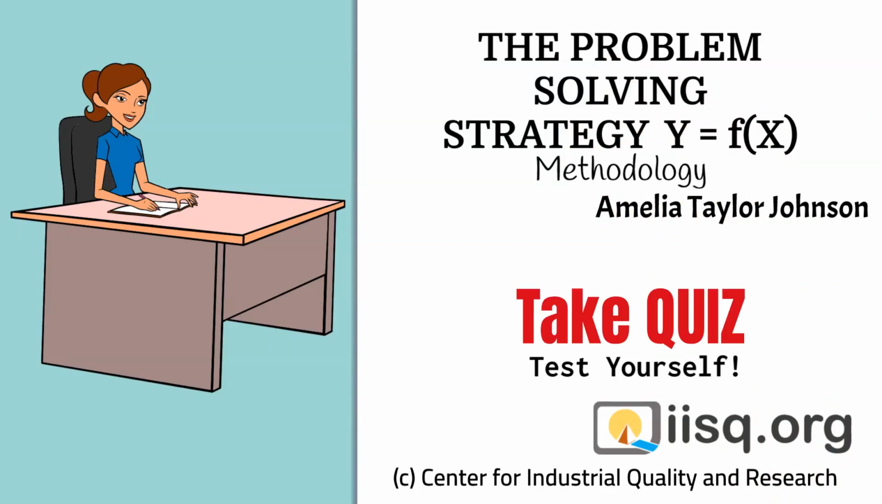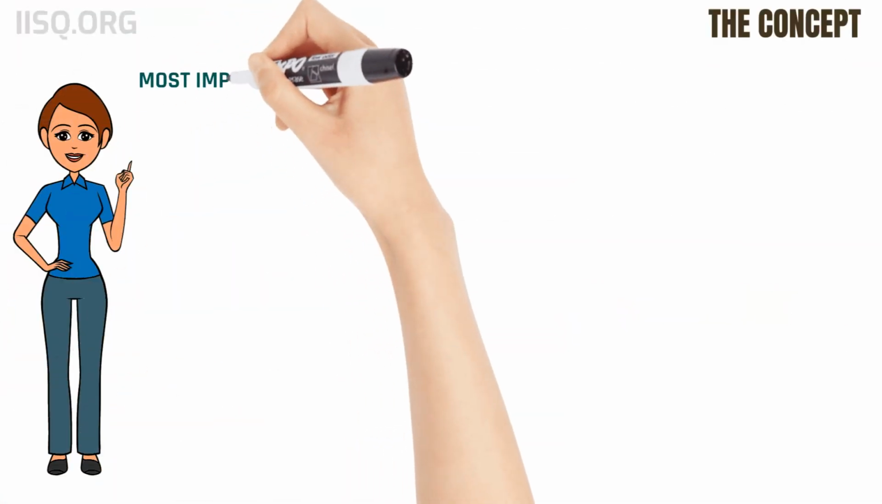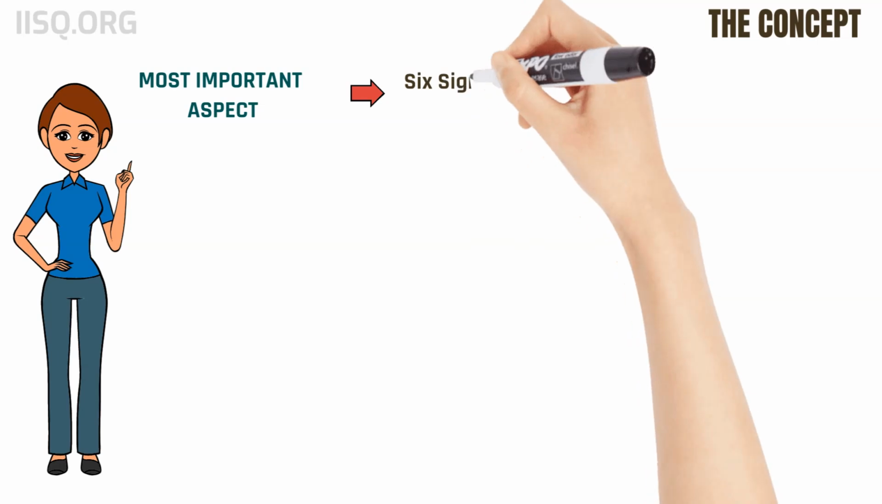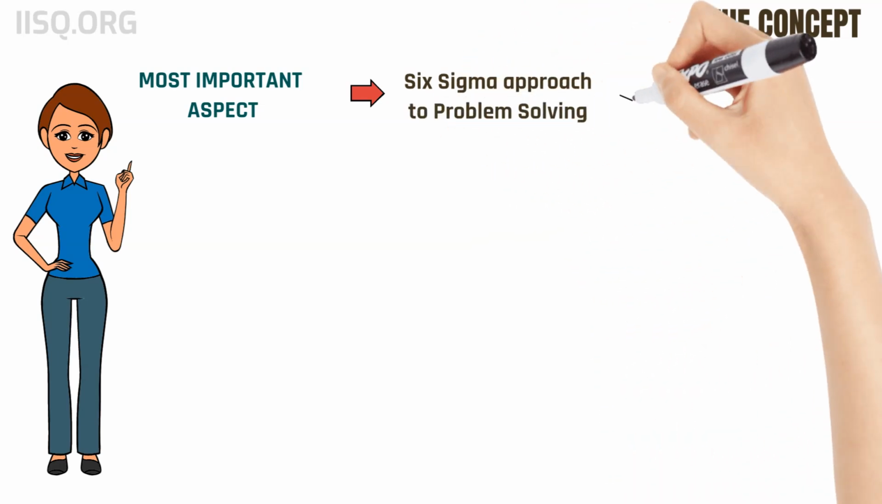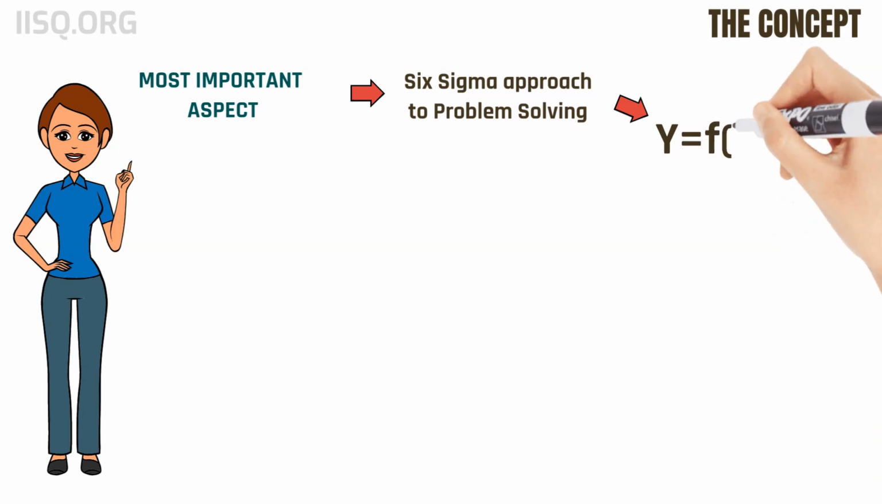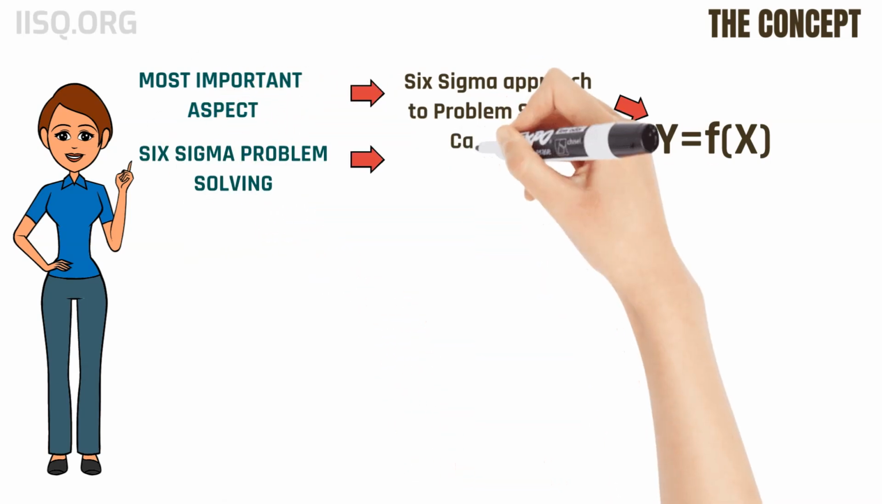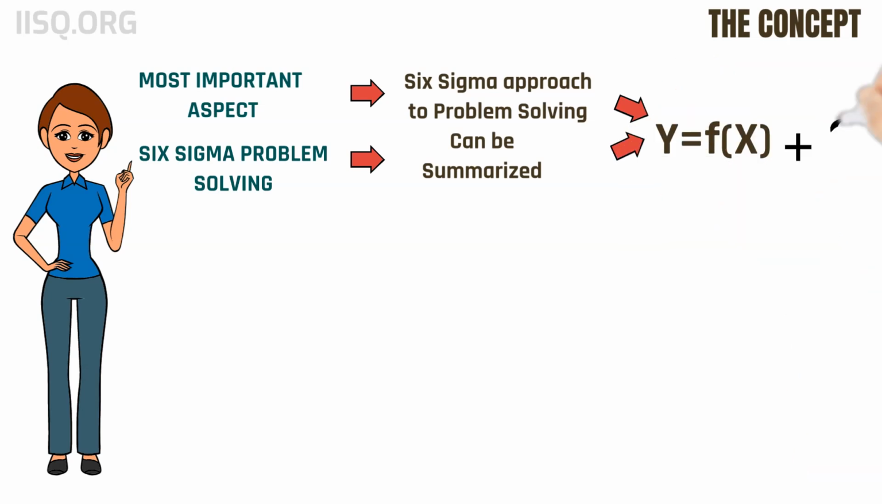The problem-solving strategy, Y equals f of X. One of the most important aspects of the Six Sigma approach to problem-solving is the concept of Y equals f of X. It will be critical that you understand this concept. The entire Six Sigma problem-solving can be summarized with this general-purpose breakthrough equation.